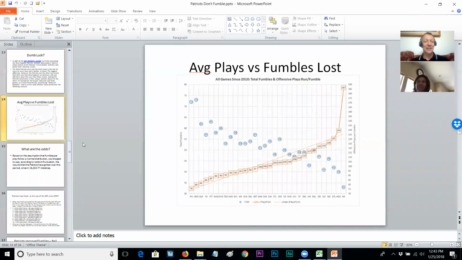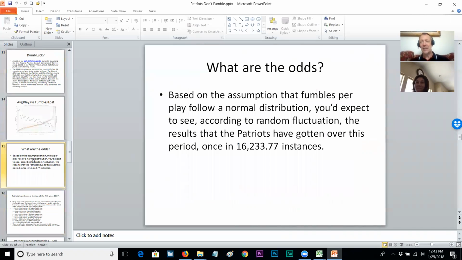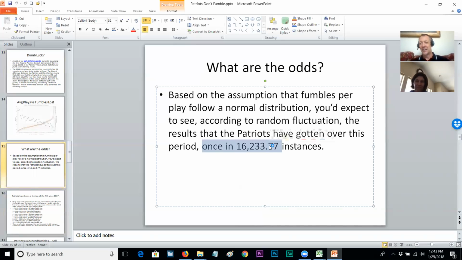And so one of his conclusions, he says, what are the odds? The odds that the Patriots would be that far out of whack would be 1 in 16,000. But he was also assuming that this was a normal distribution. Okay. And of course, your sample size is a lot bigger than 30.